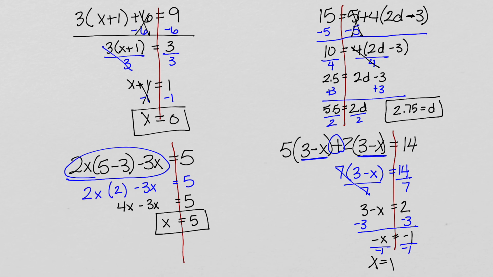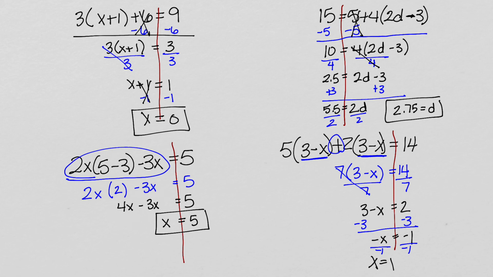So it's 4x minus 3x equals 5. Again, here's like terms. 4x minus 3x is 1x, so x equals 5. So I didn't even have to move anything to the other side in that one. It was all just simplification.